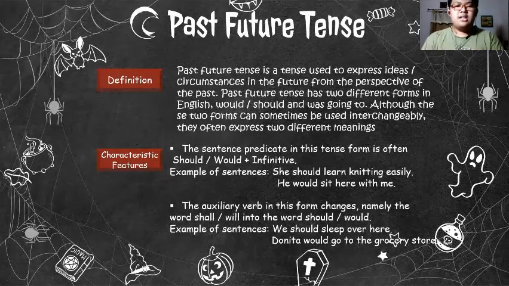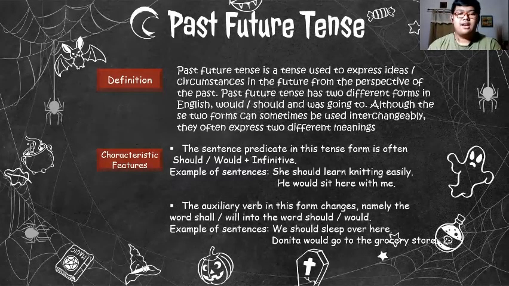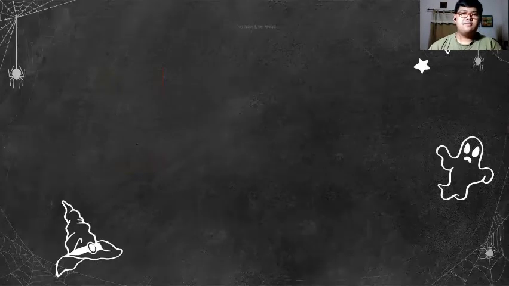The characteristic features. The sentence predicate in this tense form is often should or would plus infinitive. For example, she would learn knitting easily. He would sit here with me, like that. The auxiliary verb in this form changes, namely the word shall or will into the word should or would. Examples of sentences: we should sleep over here. Donita would go to the grocery store, like that.